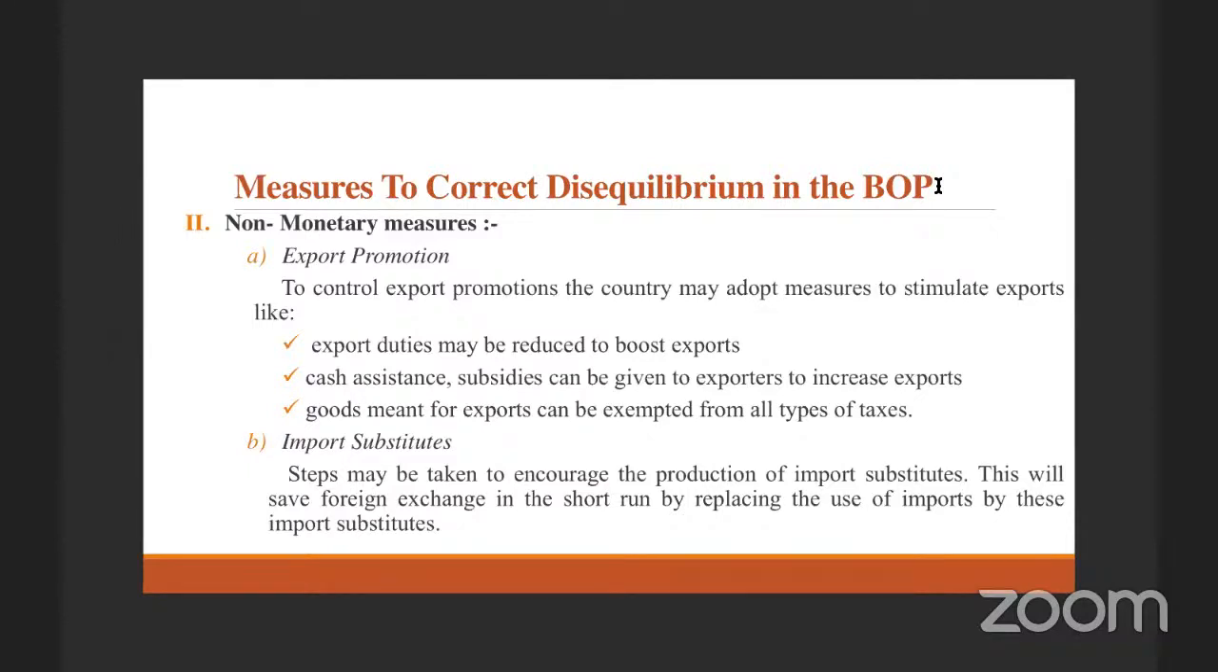Then export promotion. There are many SEZs, special economic zones, set up only to encourage export-oriented goods. They are called export-oriented units, EOUs. And they have a tax holiday. For 10 years, you don't need to pay tax on all the earnings of such units, right?